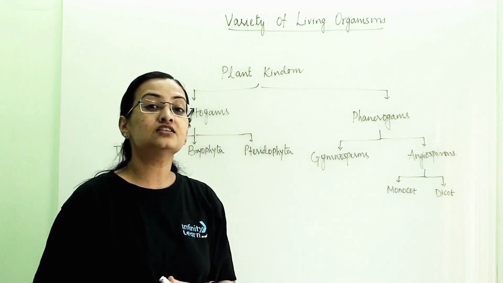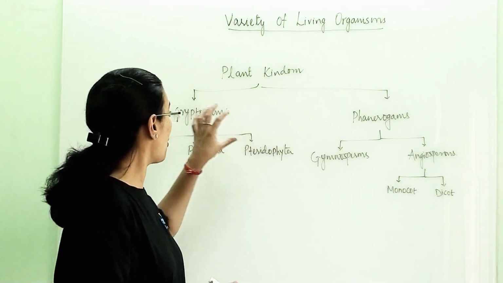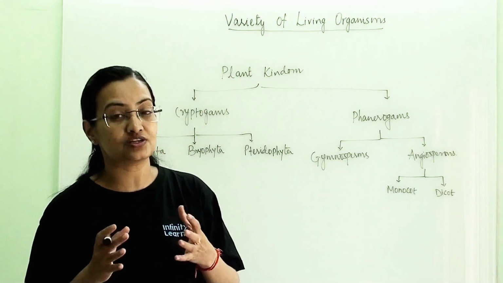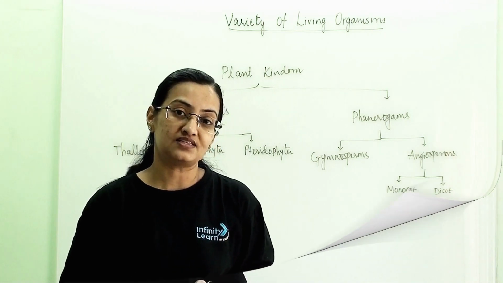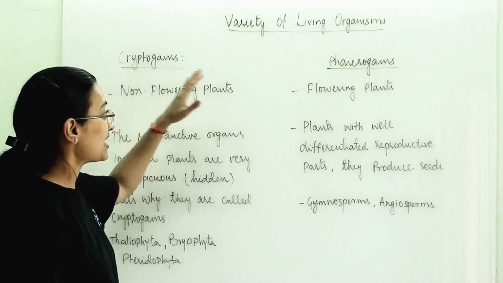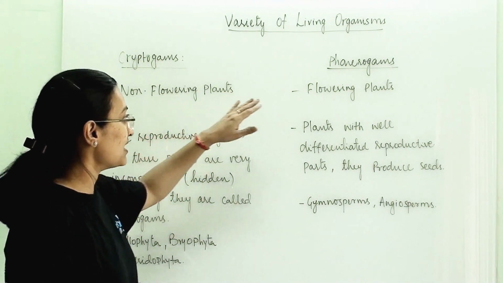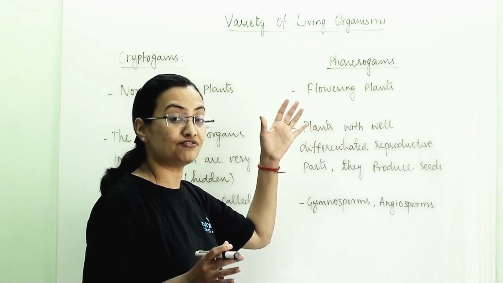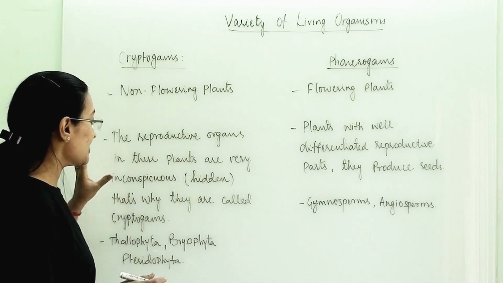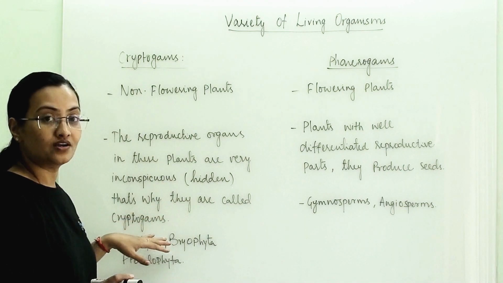So here today in this video we are going to learn about all these categories of cryptogams and phanerogams, and we are going to see some of their special characteristics and examples. Now let us first learn the basic differentiation between cryptogams and phanerogams. Cryptogams are basically non-flowering plants, whereas phanerogams are flowering plants. The reproductive organs in cryptogams are inconspicuous, that means they are hidden. So that's why they are called cryptogams.